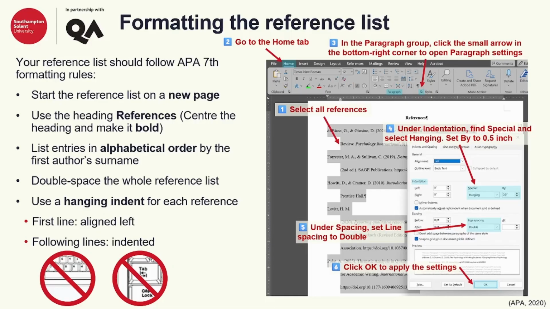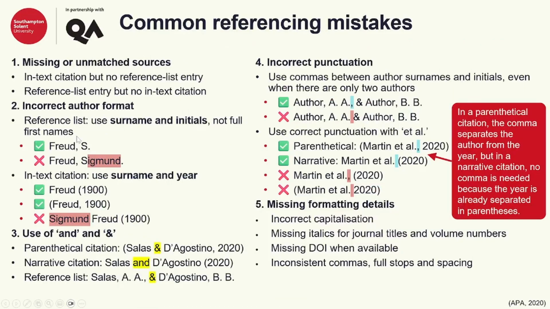After formatting the list, complete the final check for common referencing mistakes. The first common problem is having missing or unmatched sources. You may have an in-text citation but no corresponding reference list entry. Alternatively, you may include a source in the reference list that is never cited in the report. Also, names and years should match.